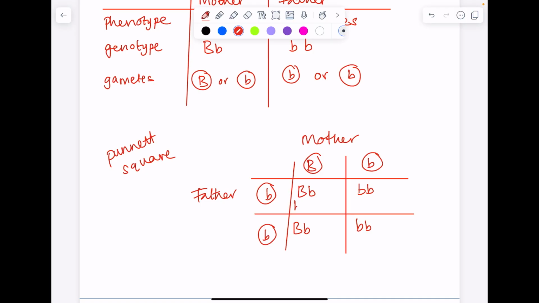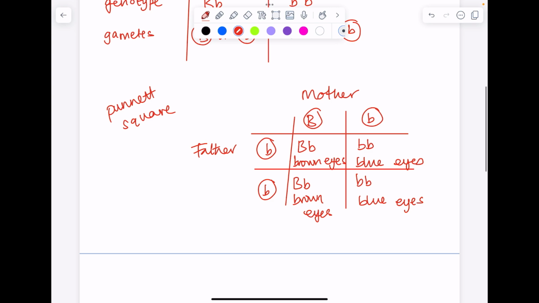So this baby here will be brown-eyed, this one will be blue-eyed, brown-eyed, blue eyes. So in terms of answering the question, our probability is that there's a 0.5 chance of the baby having blue eyes. Although percentages aren't technically probability, you'd also get away in biology with writing 50% chance or 1 in 2 chance.